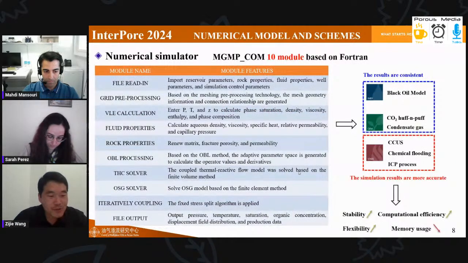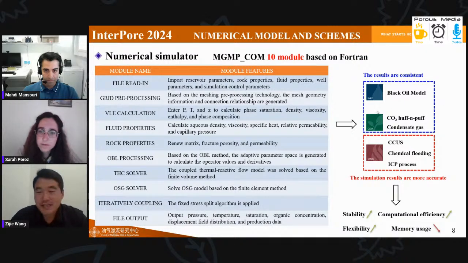With the numerical model and schemes mentioned above, a simulator is developed based on Fortran, which can fully consider the physical and chemical processes during SAP, including the multi-scale, multi-phase, multi-component seepage, parallel chemical reactions, and the THMC coupling mechanisms. The simulator is consistent with CMG in the black oil model and the compositional model, and is more accurate when simulating the chemical and the heating process.